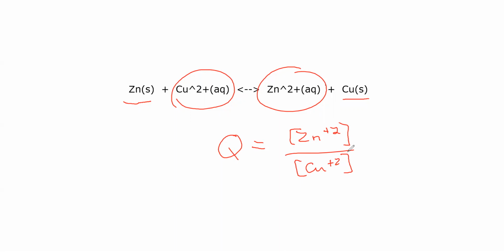So in one part of the experiment, you're going to hold the copper constant. So this is equal to 1. So your Q is just equal to your zinc 2 plus concentrations.